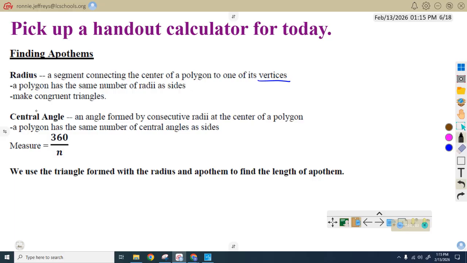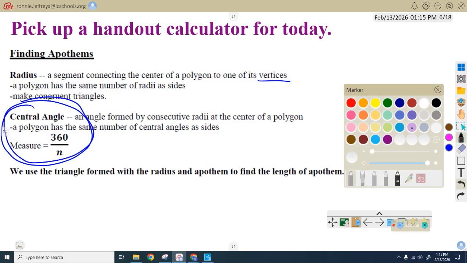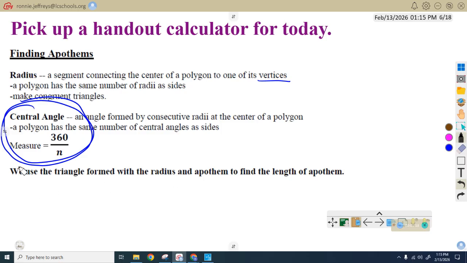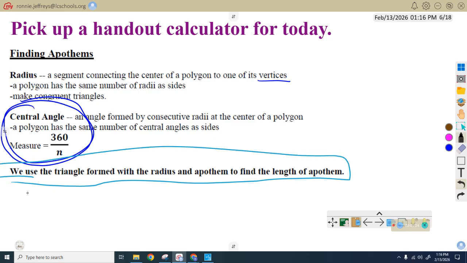Now, this is kind of something big that we're going to use today. The central angle, okay? We're going to take 360 divided by n, and the n is our number of sides. Now, kind of similar to what we were doing the other day, we're going to use the triangle formed with the radius and the apothem to find the length of the apothem. Yeah, that's a little apothem heavy in that sentence, but there was no other way to say it.